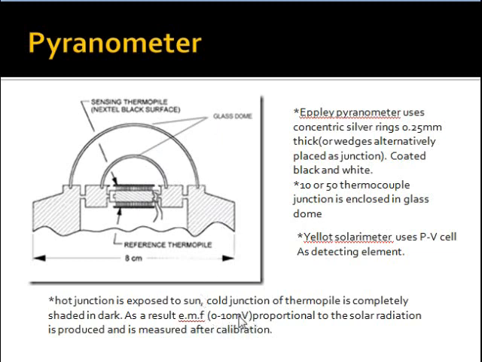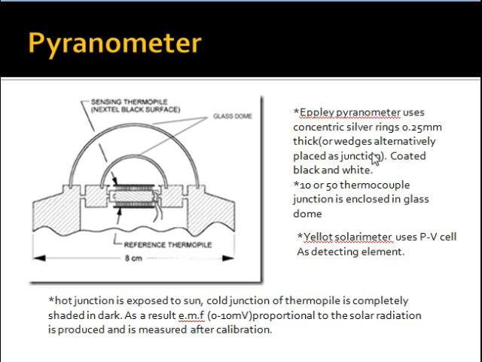There is an EMF potential of 0 to 10 millivolt usually produced from the hot and cold junctions of the thermopile. A thermopile is nothing but a thermocouple with two junctions, one exposed to sunlight and the other, the cold junction, kept separate from the sunlight.